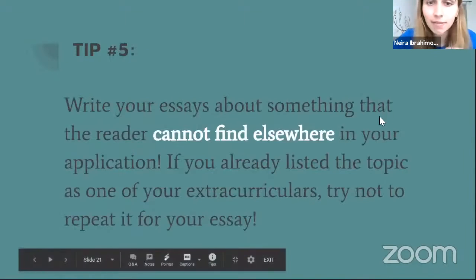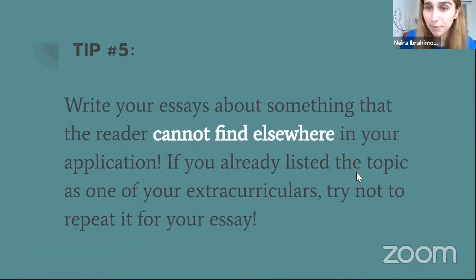Tip number 5, write your essays about something that the reader cannot find elsewhere in your application. What do I mean by this? So the application has many different components. Essays are only one component of your application. There's also a section where you can list all the extracurriculars you've taken part in, all of the jobs you've had, all of the special classes you've taken. There's like 5 different categories of things you can input with just a quick bulleted line describing that. It's not a full essay.